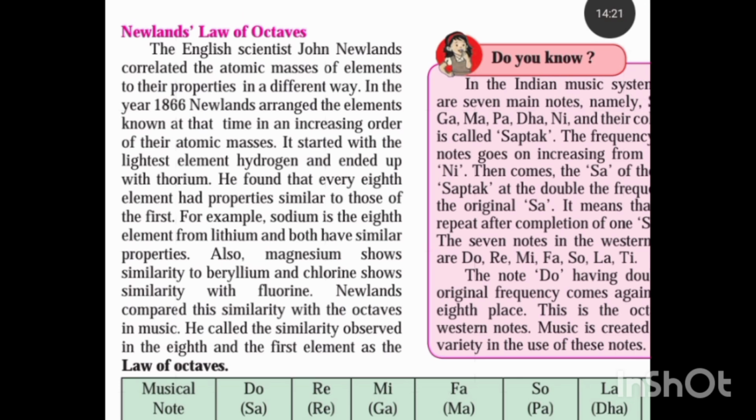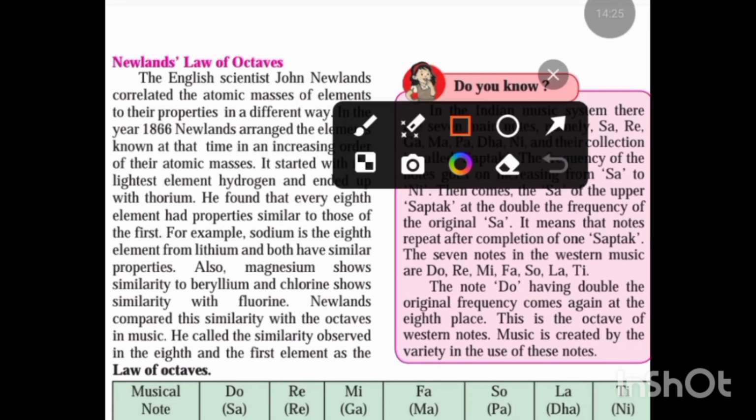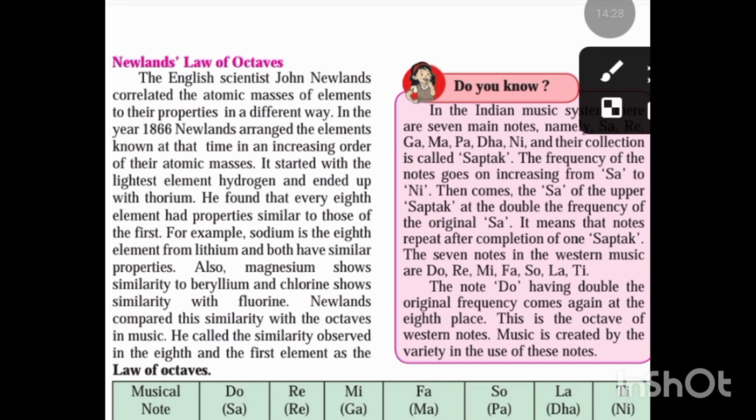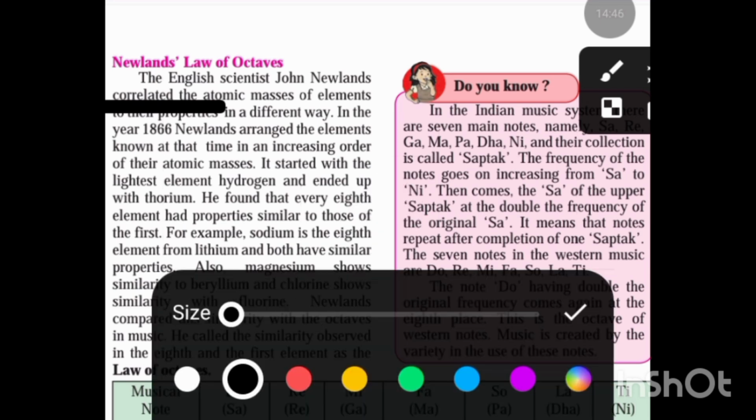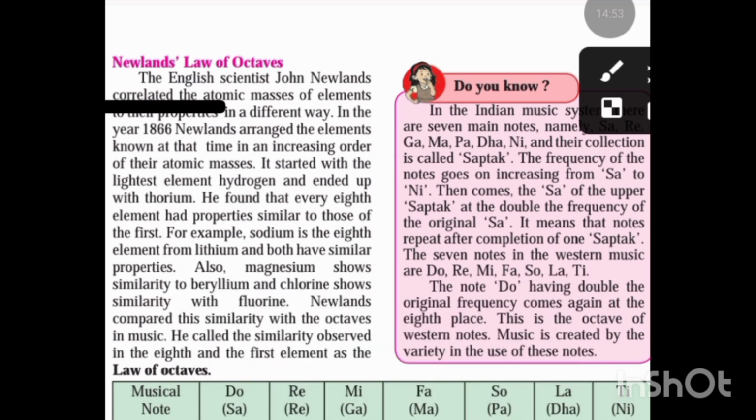Newland was an English scientist. His name was only Newlands. Newland tried to correlate the atomic masses. What did he try to correlate? He tried to correlate the atomic masses of the elements. The word correlate is very important. If you don't write it, you could lose your marks.